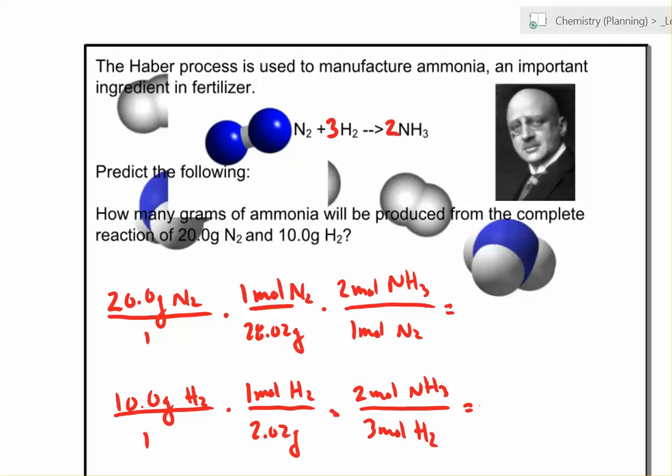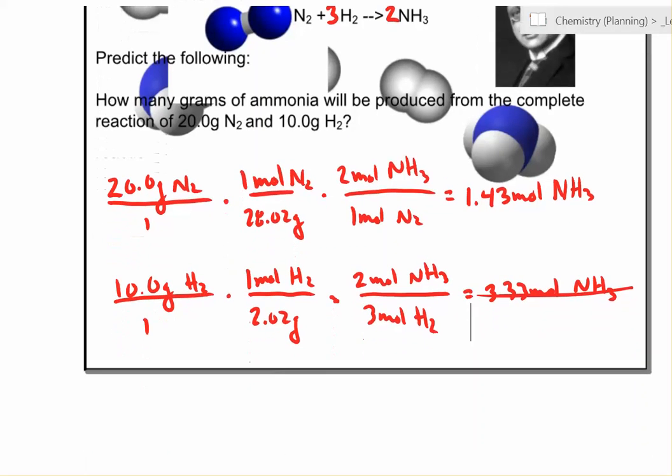In this case, when I do the math through, I find that I have enough nitrogen to produce 1.43 moles of ammonia and enough hydrogen to produce 3.33 moles of ammonia. Just like before, I won't actually produce those 3.33 moles. I don't have enough nitrogen. The nitrogen will run out after making only 1.43 moles of ammonia. So let's take that 1.43 moles and convert it to grams.